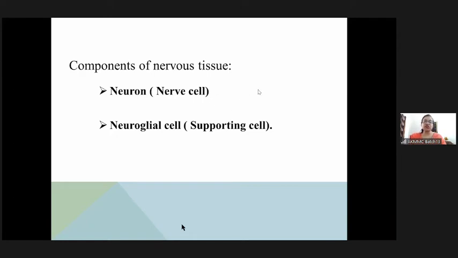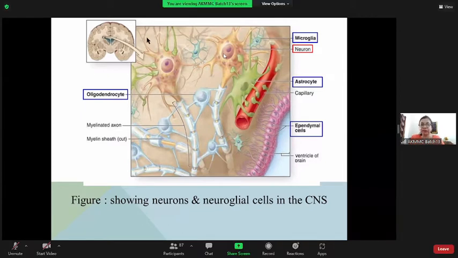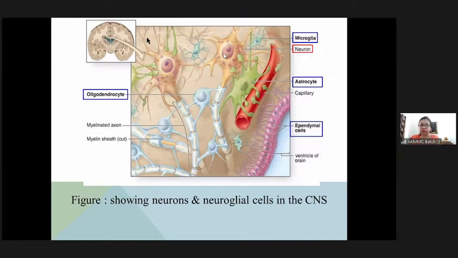Components of nervous tissue are functional cells and supporting cells. Functional cells are neurons and supporting cells are neuroglial cells. If we cut any part of the brain, can you see brain? This is a part of brain. And we are taking a slice from this brain under microscope. There are two types of microscope we will use. One is light microscope, another one is electron microscope.